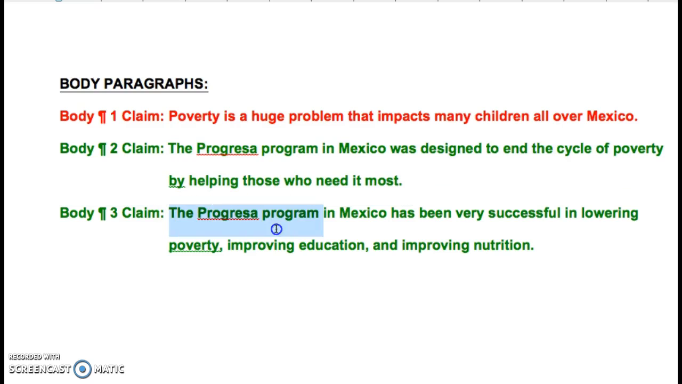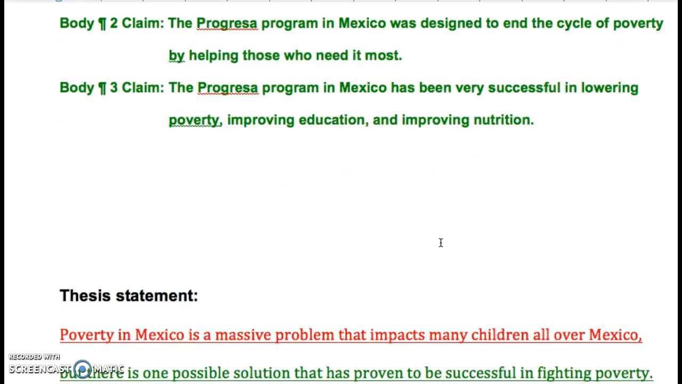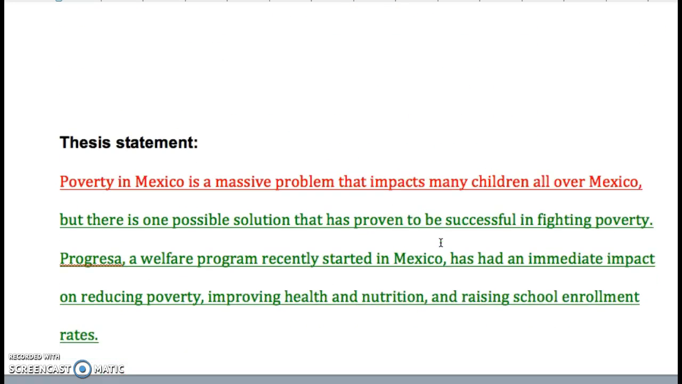And finally, paragraph three claim is that the Progressa program has been successful in lowering poverty, improving education, and improving nutrition. General, again, both of these are general claims that explain the topic or the main idea of each of these paragraphs. Okay. Keep that in mind because now we're going to get into our thesis statement.